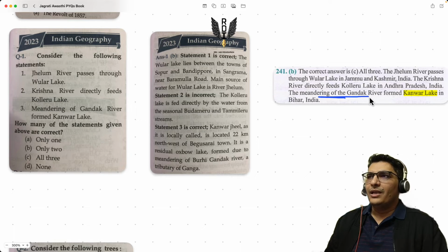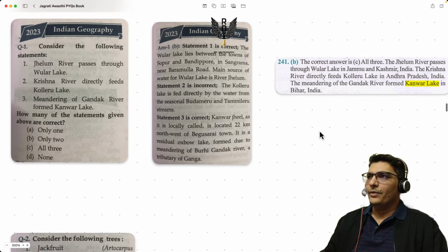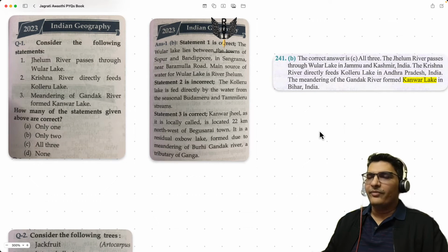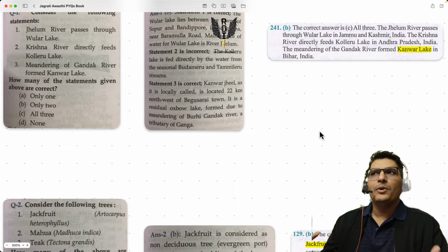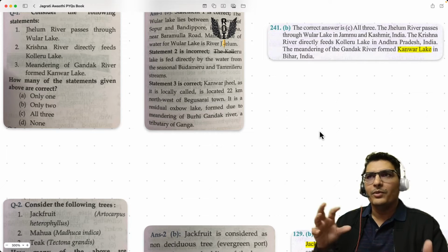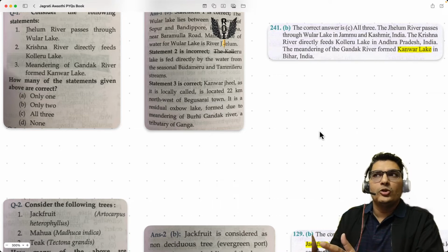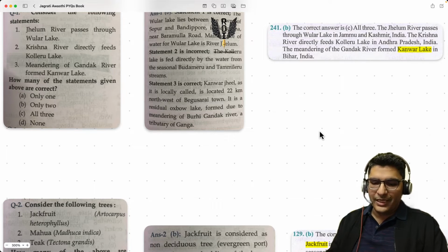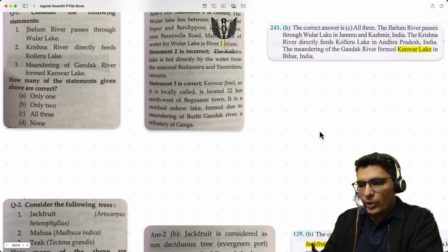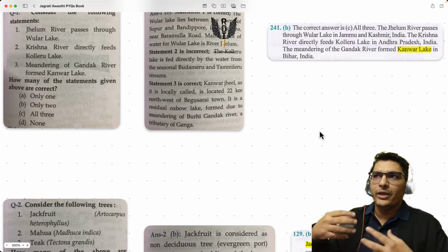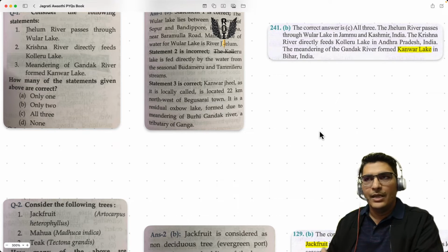It's not meandering of the Gandak River, it is the Burhi Gandak. Look, here Jagrati Avasthi has given Burhi Gandak. So this part is fine, but the top part is irrelevant, right? So there is a difference. See, I'm comparing these two books so that you can make up your mind which book, what you feel, and what things you should look at when you read the solution. Go for these things. The objective of the solution is to guide you in your preparation, how you should go ahead, what kind of things you should study, what kind of things are unimportant.